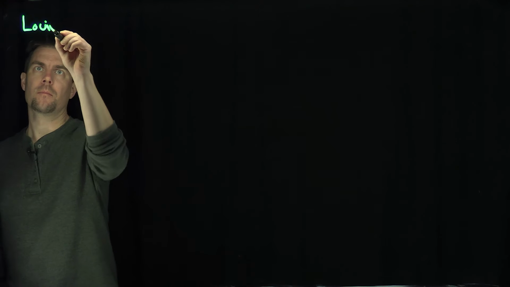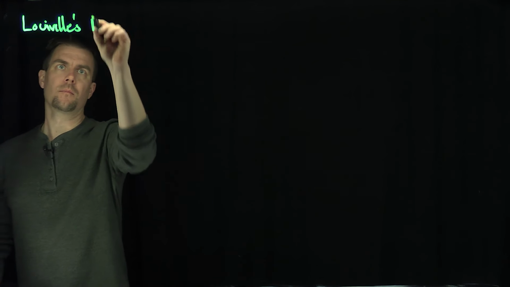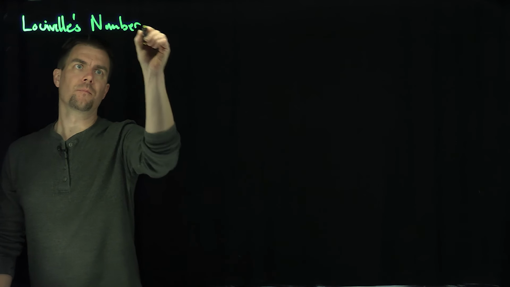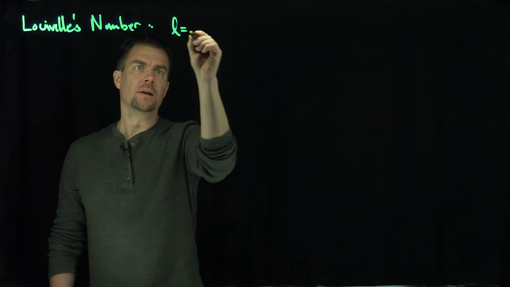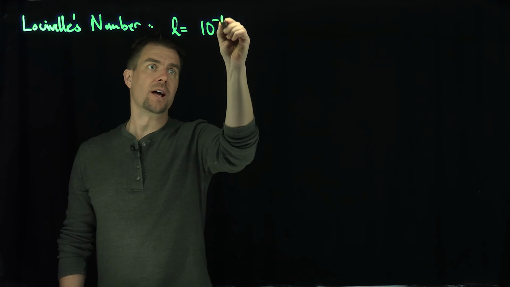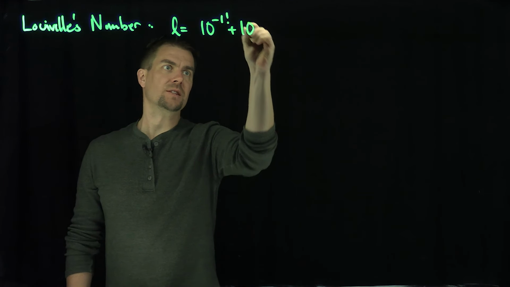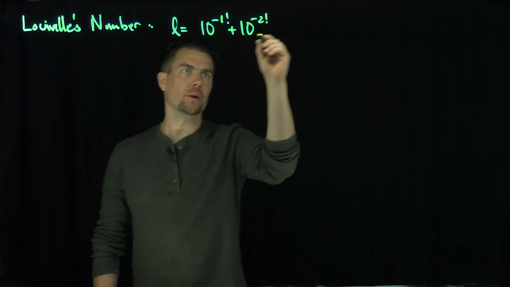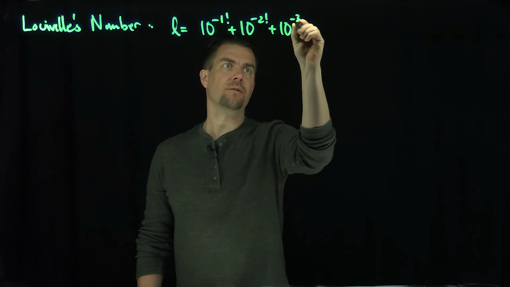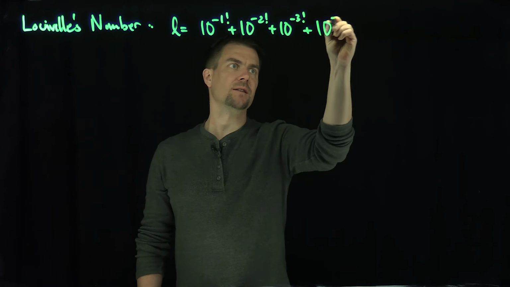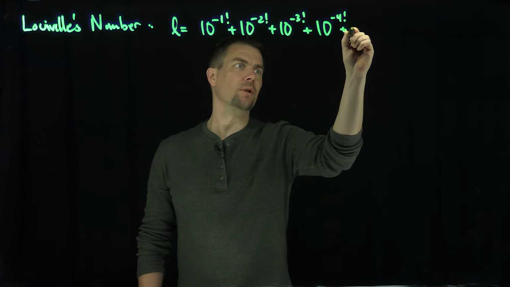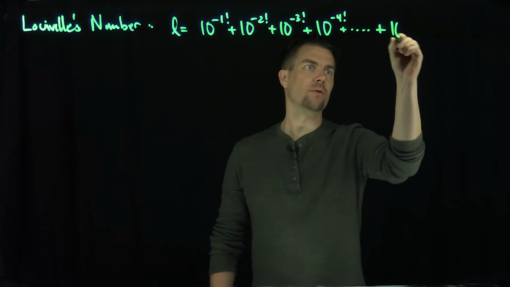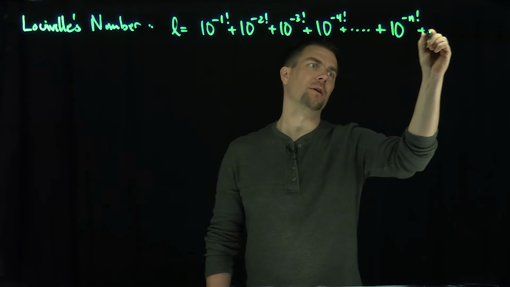Hello students, in this video we'll prove that Liouville's number is a transcendental number. So Liouville's number is L, and L is 10 to the negative 1 factorial plus 10 to the negative 2 factorial plus 10 to the negative 3 factorial plus 10 to the negative 4 factorial plus the general pattern, 10 to the negative n factorial, on forever.